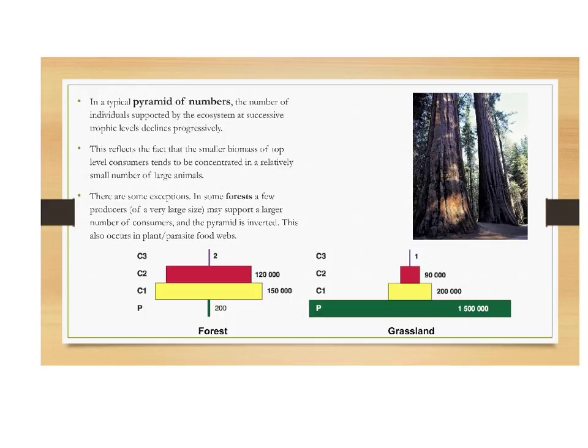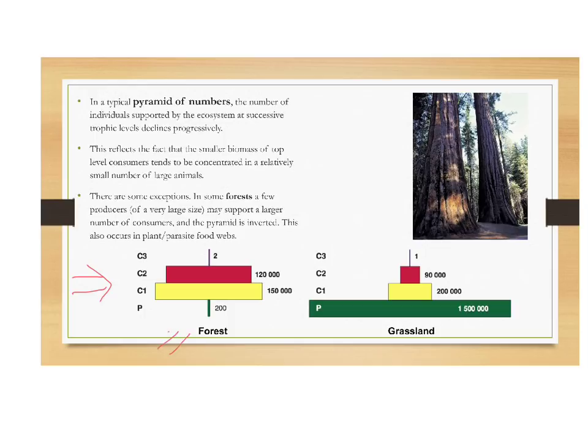Because of that, an ecosystem can only support a few of these top consumers. There's a few exceptions, so we're going to take a look at some odd looking trophic structures and pyramids of numbers. In some forests, a few producers of very large size, and I'm thinking specifically about sequoias and redwoods in the Pacific Northwest, may support a larger number of consumers, and so the pyramid is inverted. So take a look at this pyramid right here.